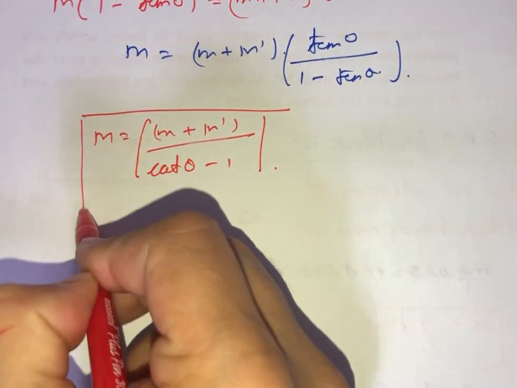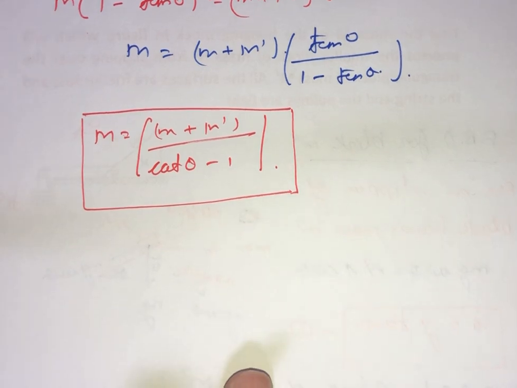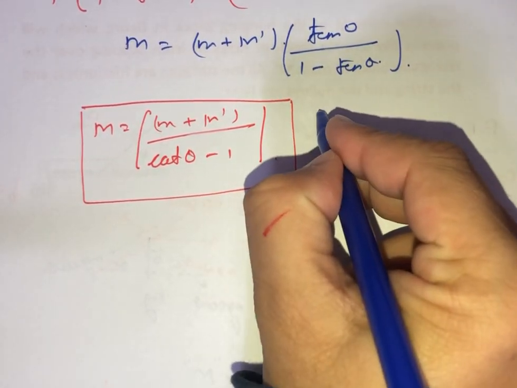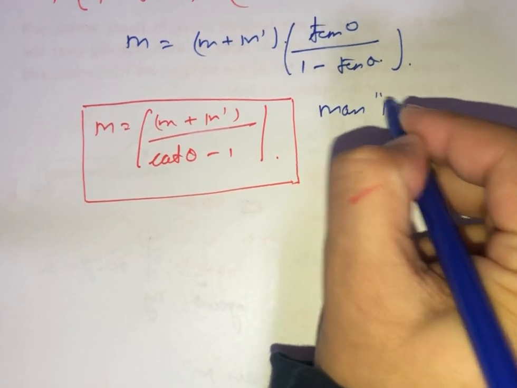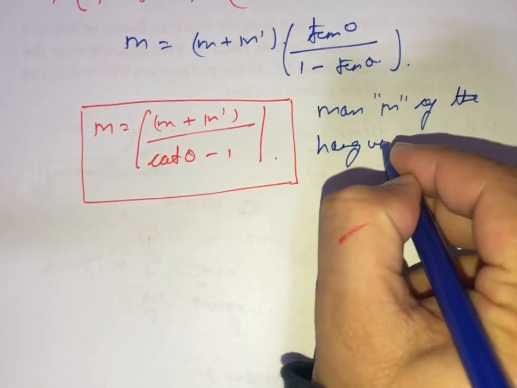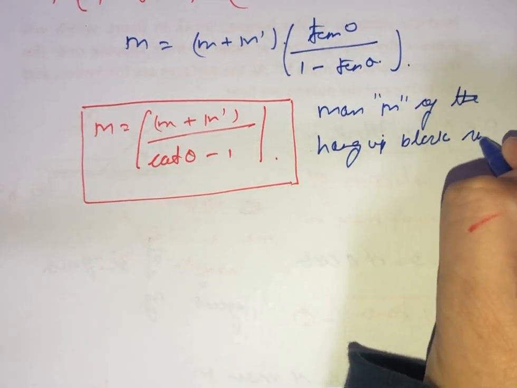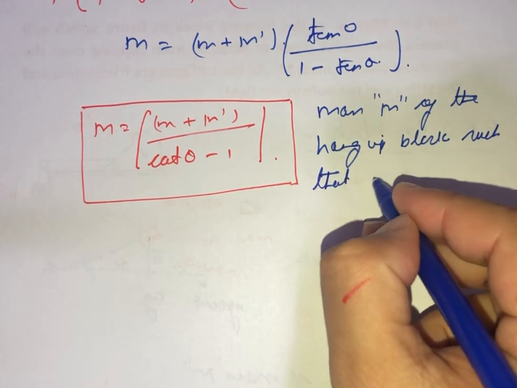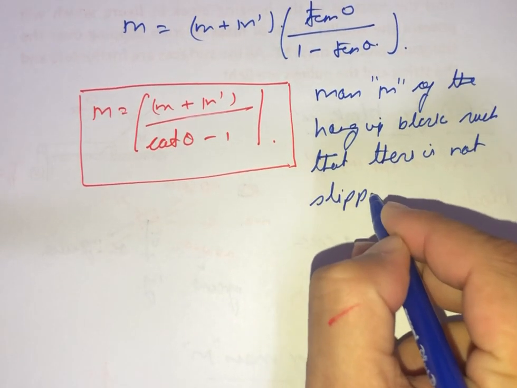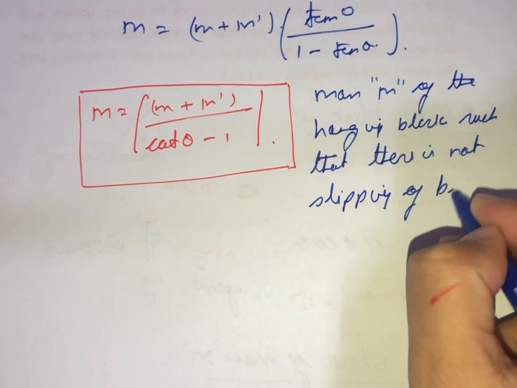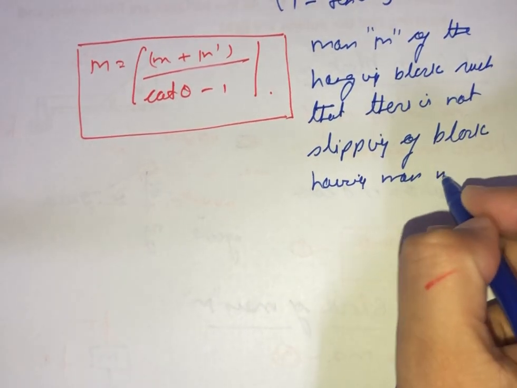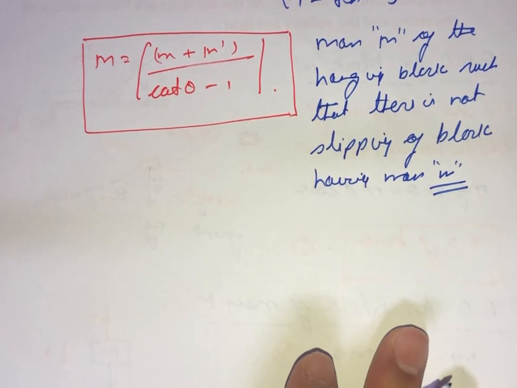So this is the mass M of the hanging block such that there is no slipping of the block having mass small m. Thank you.